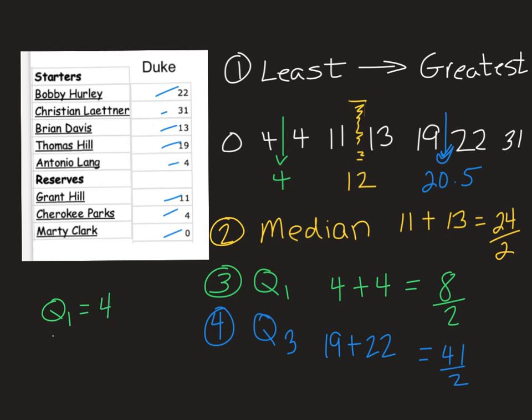So now we have found our lower quartile, or our Q1, is 4. Our median, otherwise known as the Q2, is 12. And finally, our upper quartile, or our Q3, is 20.5.